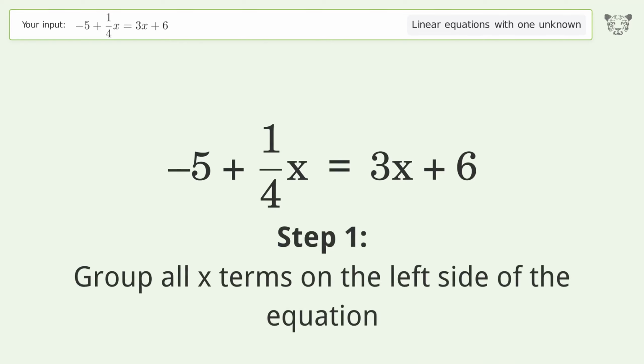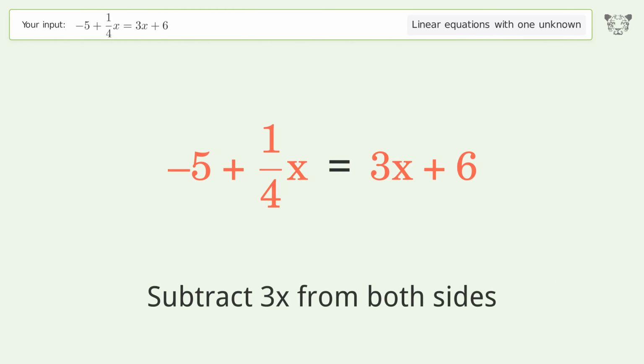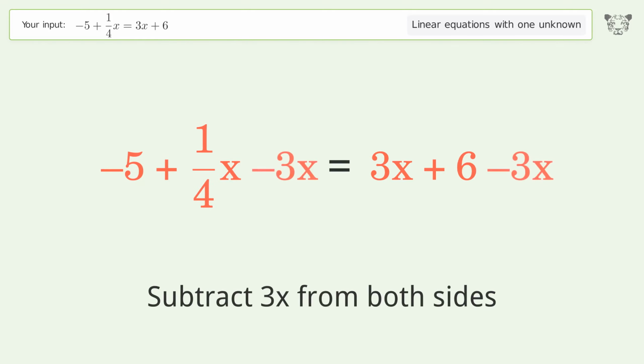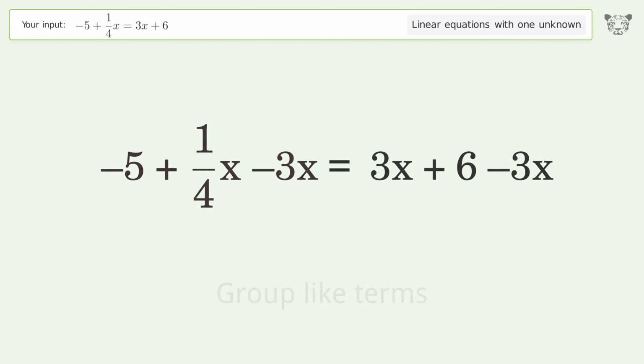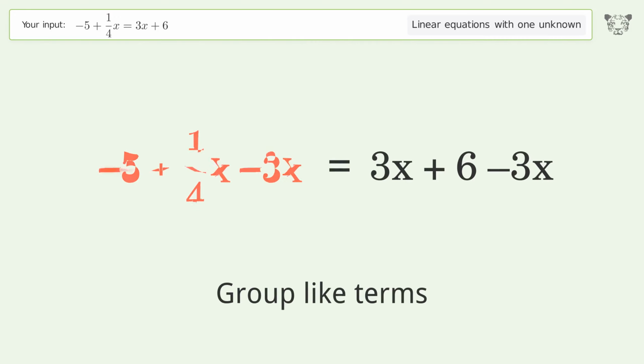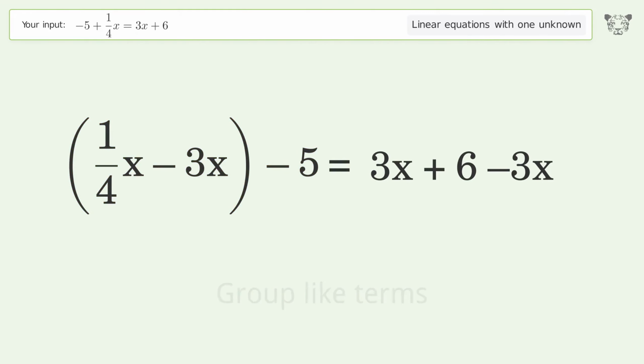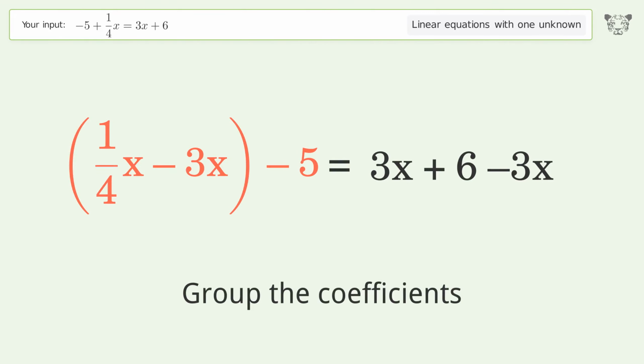Group all x terms on the left side of the equation. Subtract 3x from both sides. Group like terms. Group the coefficients.